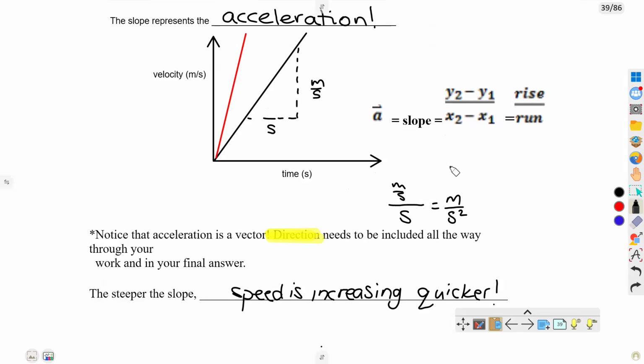And I want to point something out here. When we have our change in velocity, which is meters per second, and we divide that by seconds, just let me show you over here. Meters per second divided by seconds is the same thing as meters per second times the reciprocal, which is 1/seconds. Therefore, the units for acceleration are going to be in meters per second squared.